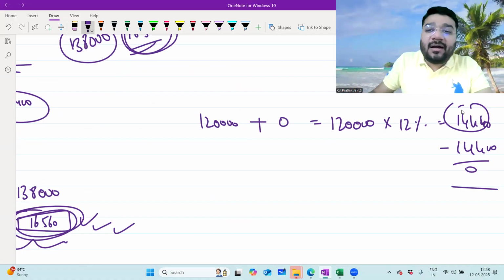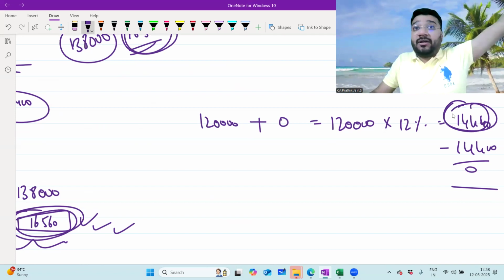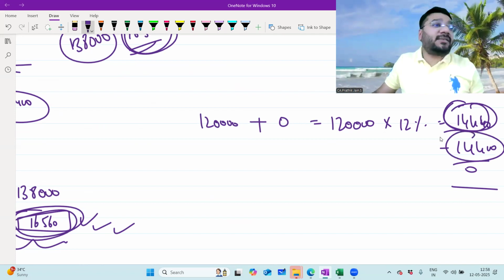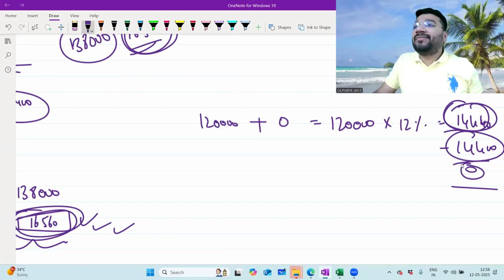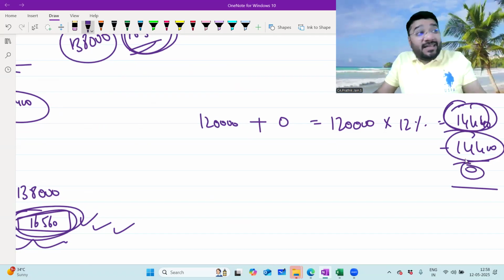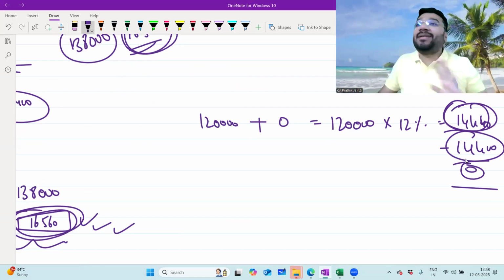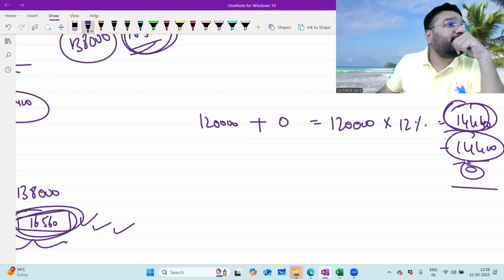Whatever GST you pay to the manufacturer, the same GST you'll recover from the customer. So if there's no margin, no GST. See, GST impact is 0. That's why we say GST is a value added tax system. If there's any value addition, GST will come in the subsequent stage, or does it not come?